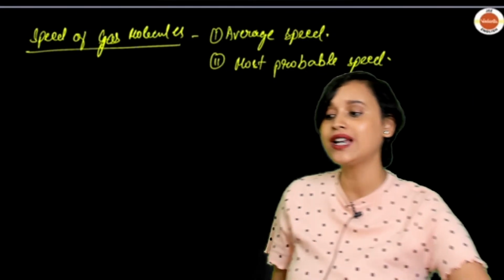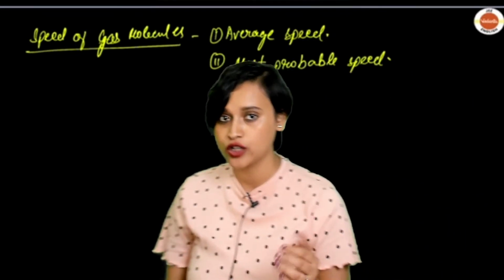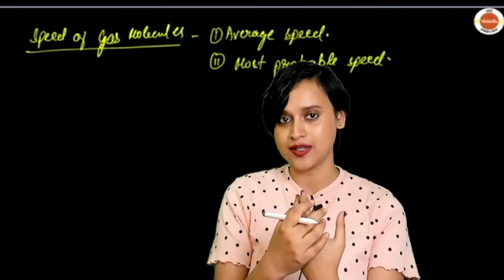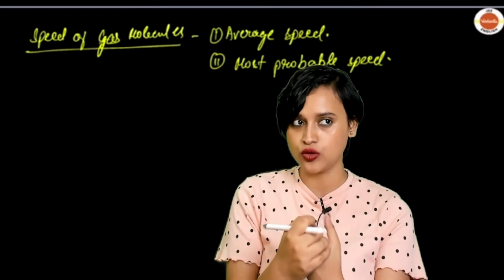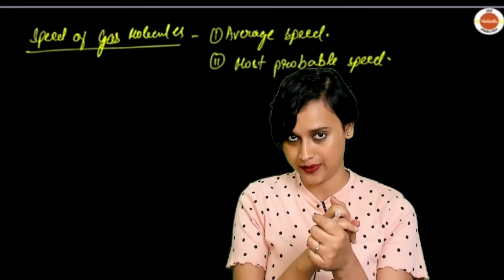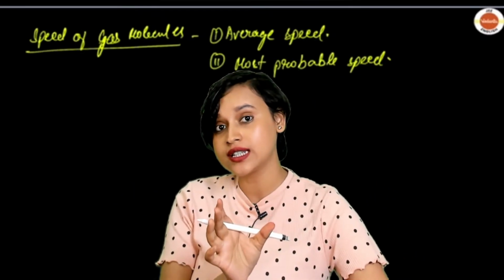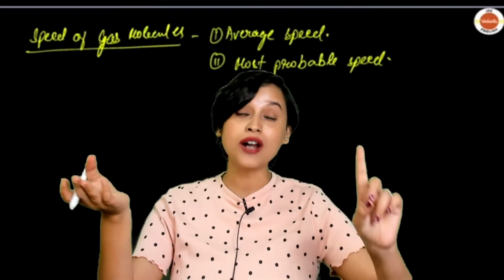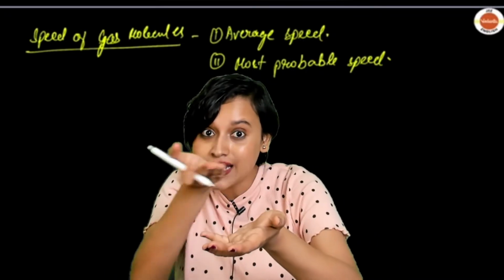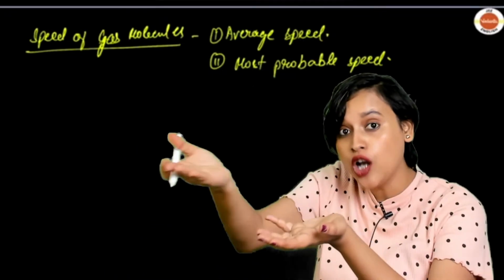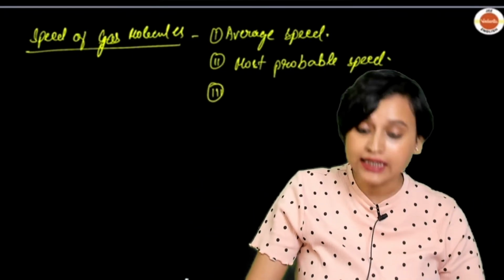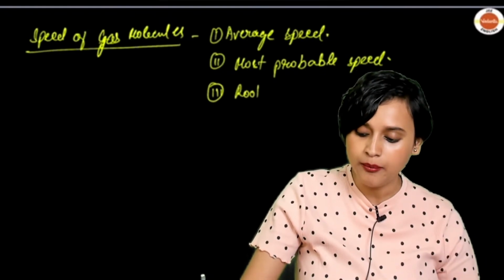For example, I told you that some of the gas molecules are very slow and some of them are very fast. But let's say there are 10 gas molecules, and 7 of them are moving at almost the same speed, 2 of them are very slow, and 1 of them is very fast. So the most probable speed, I will talk about those 7 which have almost the same speed. I will say that this is the most probable speed. Correct? And the third one, everybody, is root mean square.